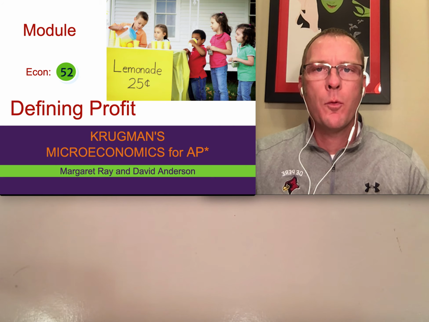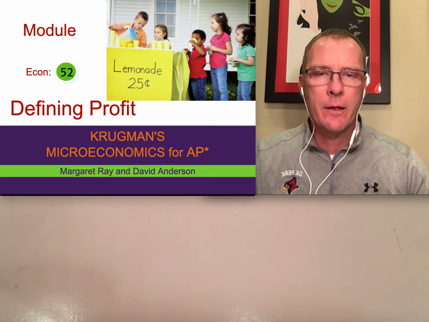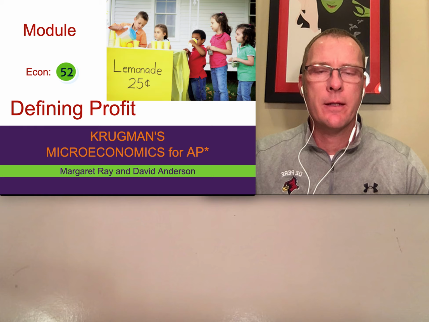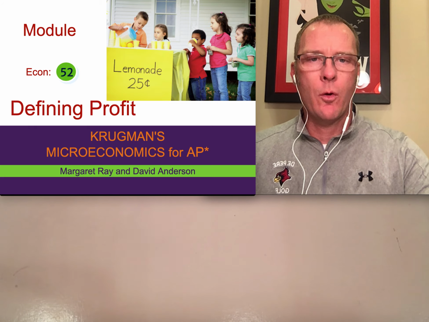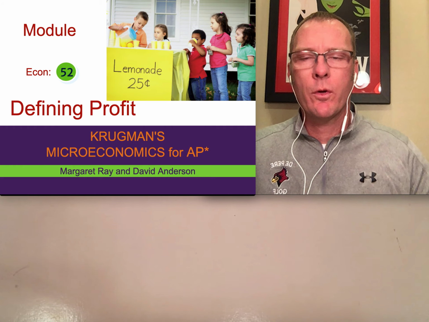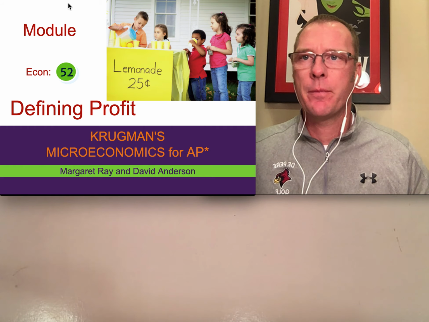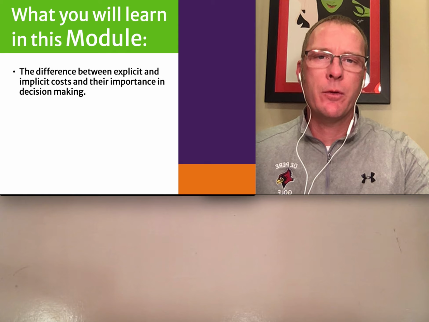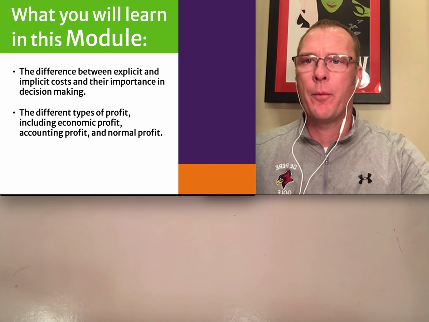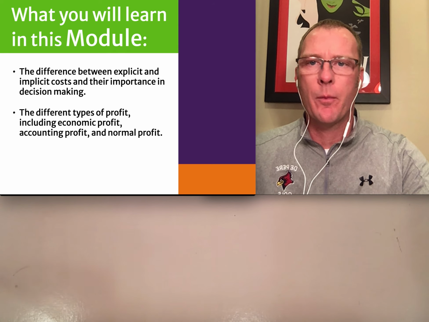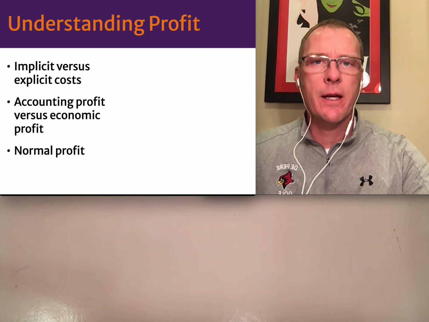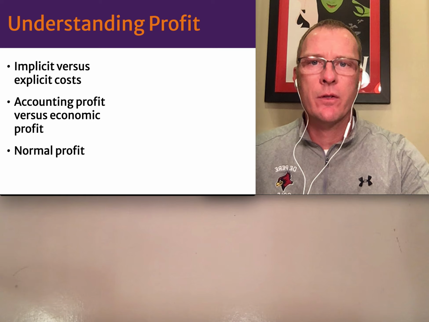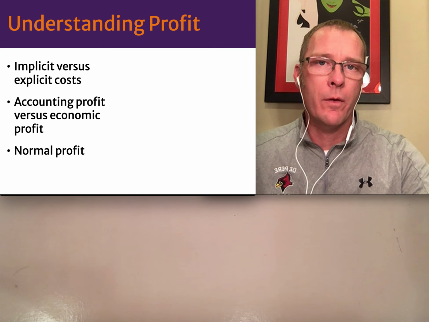This is module 52, and so it's the beginning of section 10. So today in econ, we're looking at profit. As we start to define profit, what we're going to find is economists maybe do it a little bit different than accountants, for example. As we look at this, we're going to talk about these things: implicit costs, explicit costs, accounting versus economic profit, and then what normal profit is.